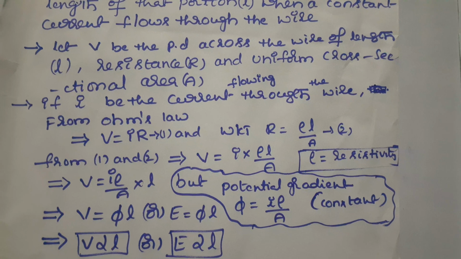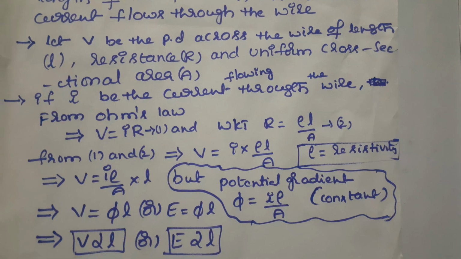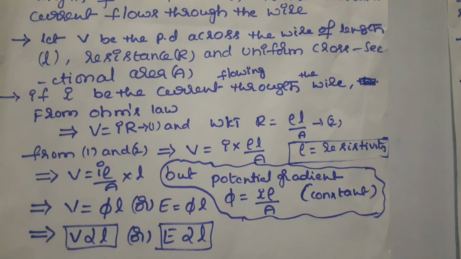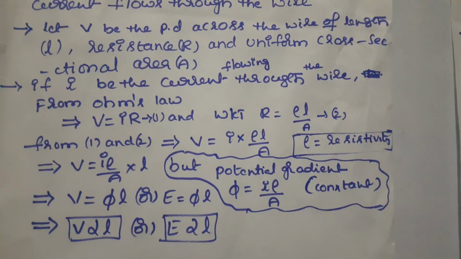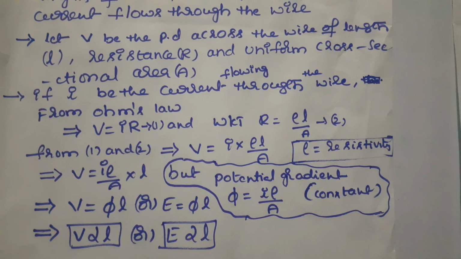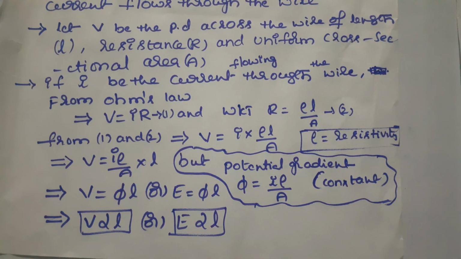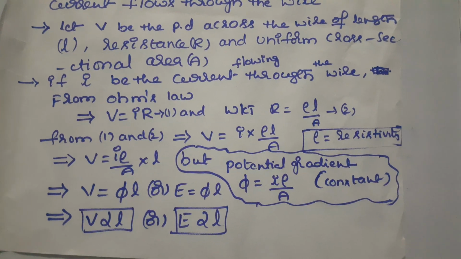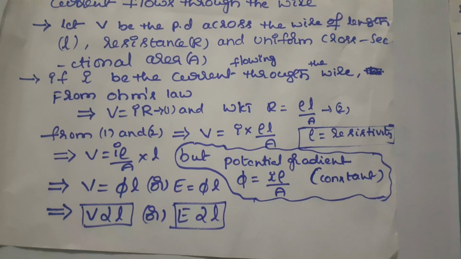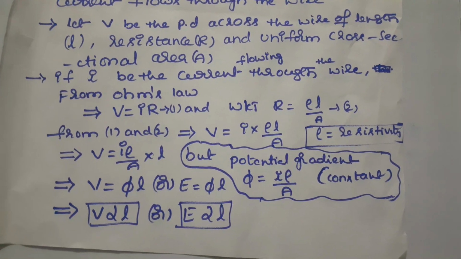Now substitute equation 2 in equation 1, students. So you get V = I × ρL/A. But Iρ/A is taken as π. π is the potential gradient, students. Potential gradient is nothing but the fall of potential per unit length of the wire. Potential drop per unit length of the wire is the potential gradient denoted by π. π = Iρ/A. But here I is a constant, ρ is a constant, cross-sectional area A is a constant, that is why π is taken as a constant.